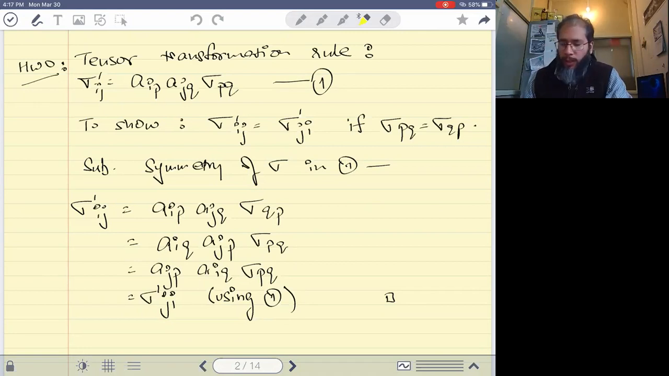So for that, what we do is we write the tensor transformation law, which is this one, which simply lets us write the sigma prime values in terms of sigma values. Then the problem is to show that sigma prime ij is equal to sigma prime ji if it's given that sigma pq is equal to sigma qp. So it's given that the non-primed stress sigma is symmetric. You have to show that the transformed form of it, which is sigma prime, is also symmetric.